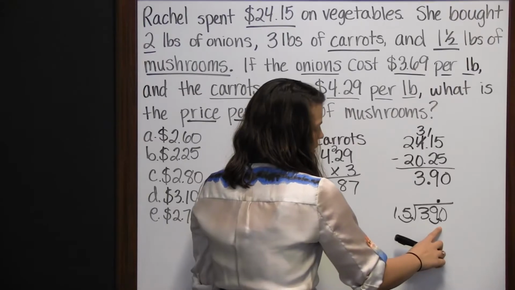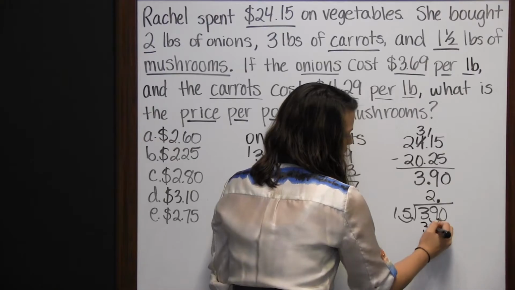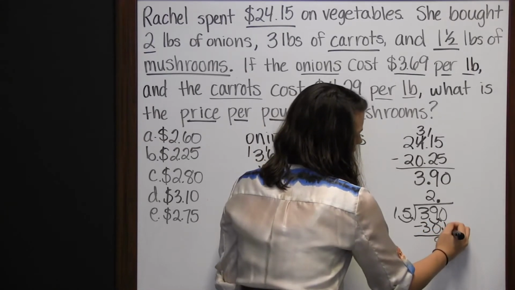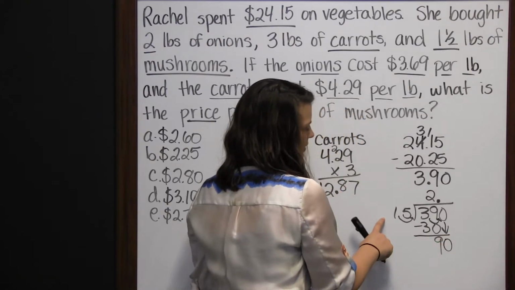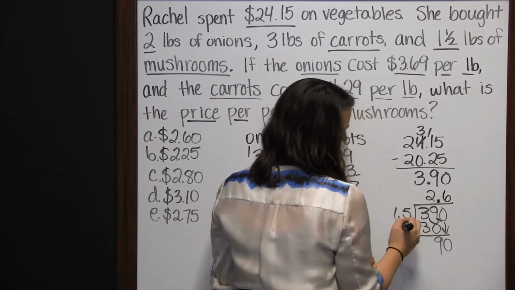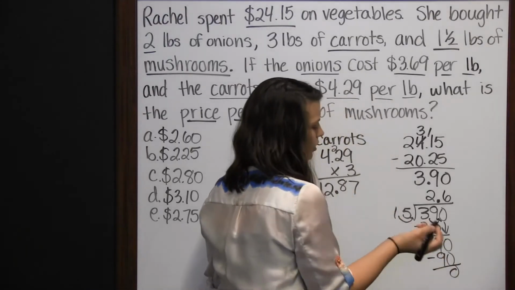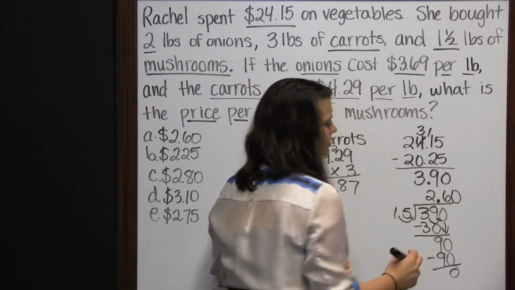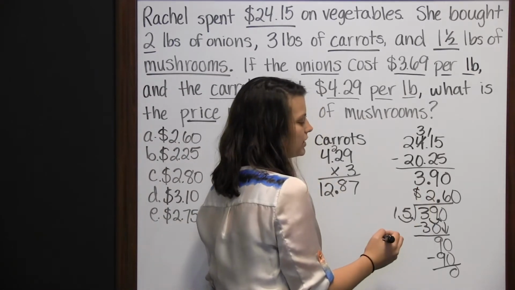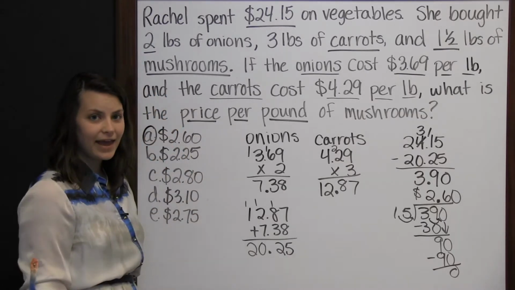And 15 goes into 39 two times. 15 times 2 is 30. Subtract and you get 9. Bring down the 0. 15 goes into 90 6 times. 15 times 6 is 90. Subtract and you get 0. So no remainder. But we can add a 0 here since we're talking about money. So that means that the mushrooms were $2.60 per pound, which is answer A.